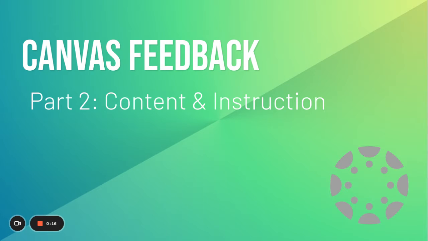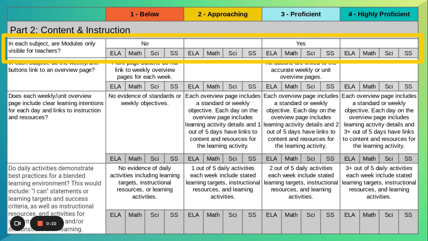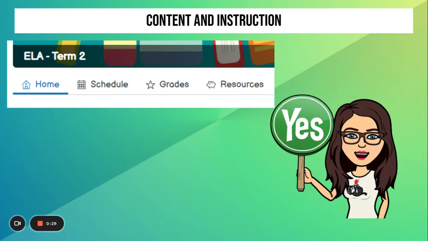In the next part of your evaluation, we'll be looking at the content and instruction included in your course. The first standard we'll look at is a quick check to make sure that modules are not active for students to view. This can quickly be checked at the top of each subject area. Here we can see that modules are not activated because they do not appear along the top of the course.